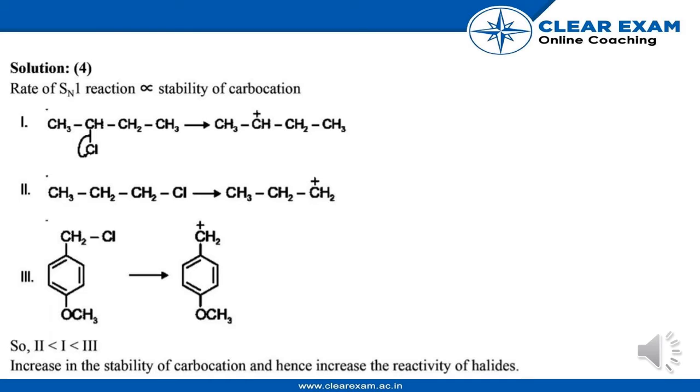We know that the rate of SN1 reaction is directly proportional to the stability of the carbocation, which means the molecule which is more stable, the rate of SN1 reaction will be more. So we have to decide which is the most stable to find the sequence of reactivity.